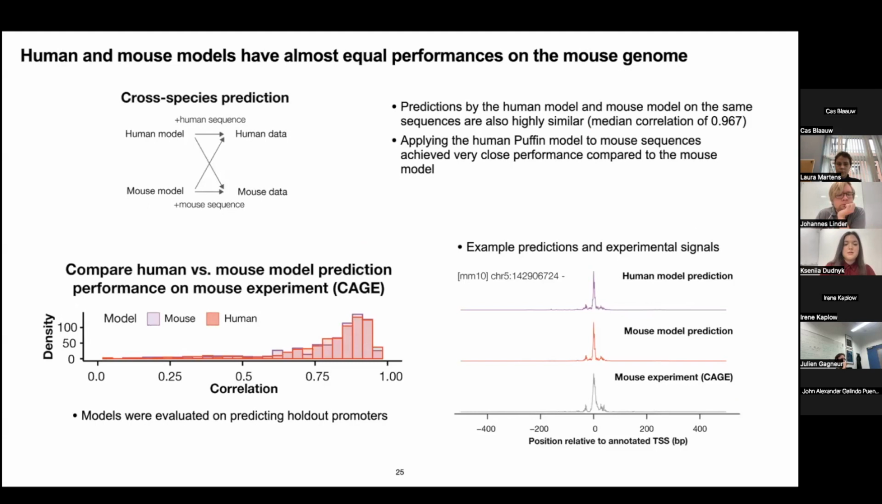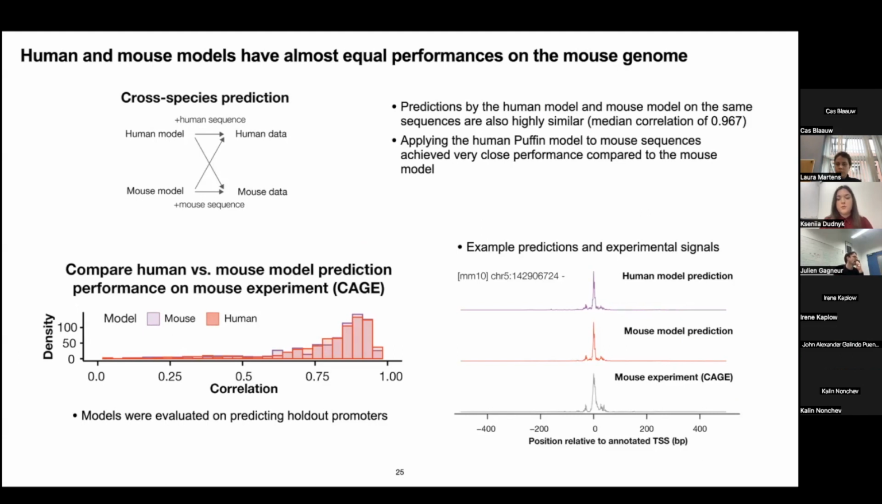And the last thing we studied is whether the rules of transcription initiation that we found in human promoters are conserved across other species. The problem is that there is not that much base pair resolution data available for other species. The only species where there is a lot of data is the mouse.